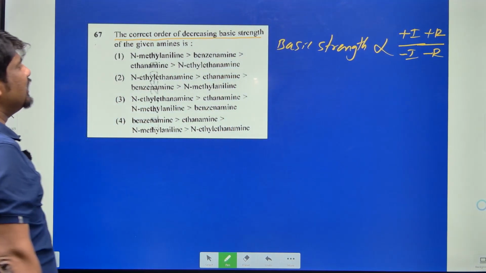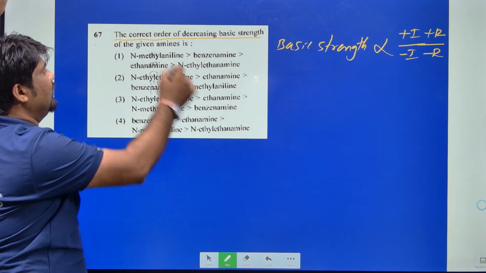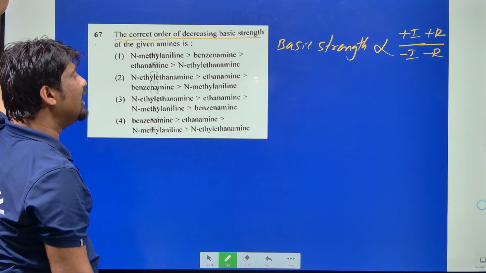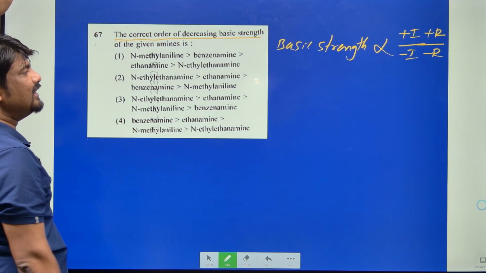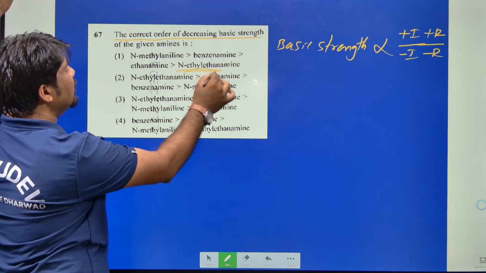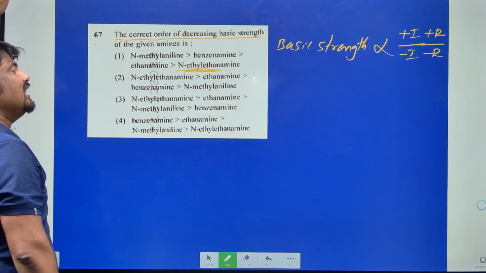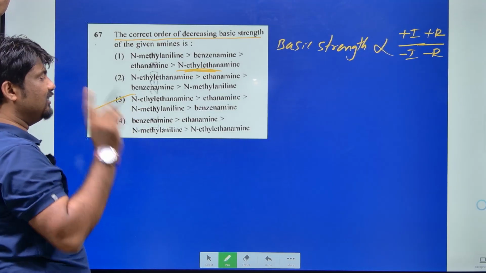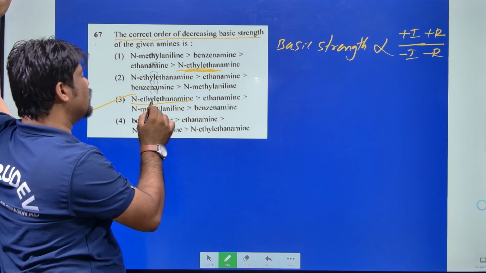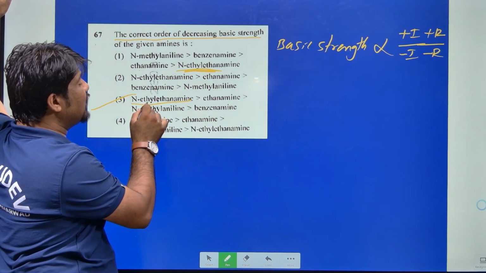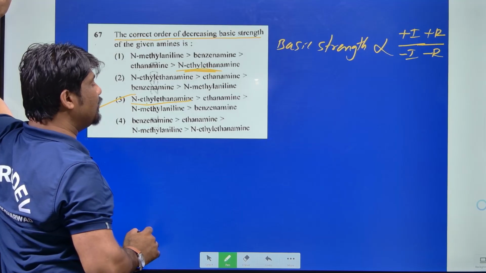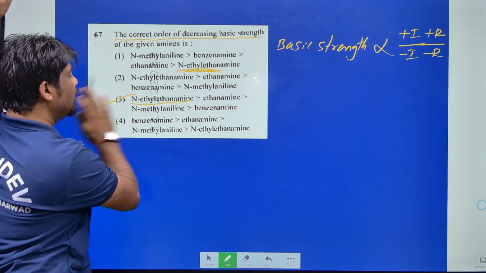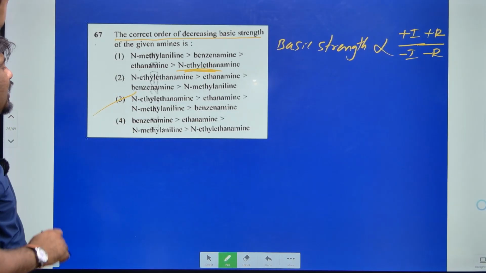Well, here they have given N-methyl aniline, benzene amine, ethane amine, and N-ethyl ethanamine. Among these, I can find the plus I effect more in N-ethylamine. So N-ethylamine will become more basic in nature as compared to ethanamine. Hence option 3 is the right answer, because of the added ethyl group with a plus I effect, it shows more basicity as compared to ethanamine. And N-methyl aniline shows less basicity as compared to ethanamine. Hence answer 3 is the right answer for the question here.